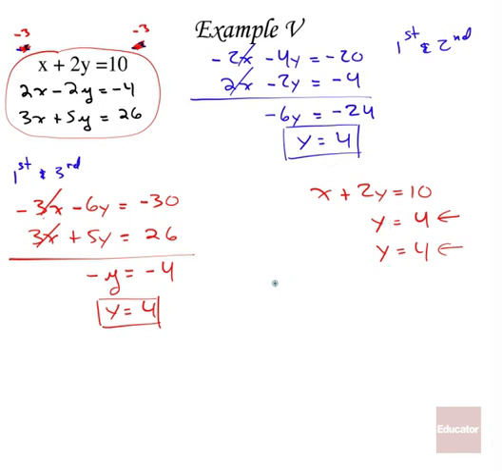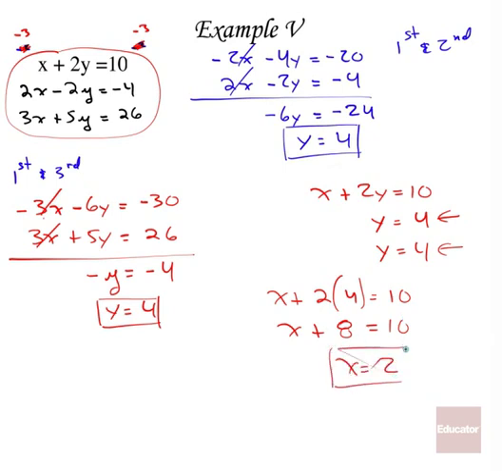So now I take x plus 2 times y, which is 4, equals 10. So I get x plus 8 equals 10. I get x equals 2. And that's my solution, one solution. X equals 2, y equals 4.